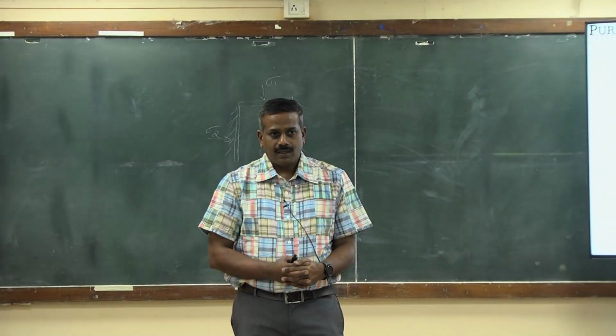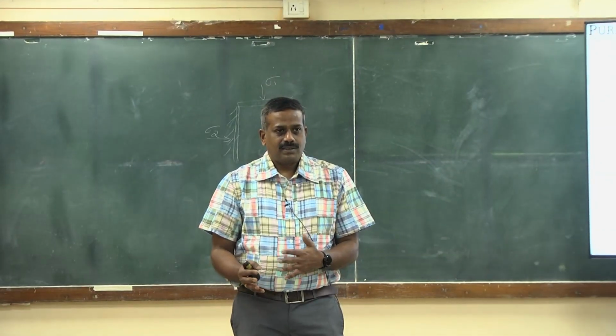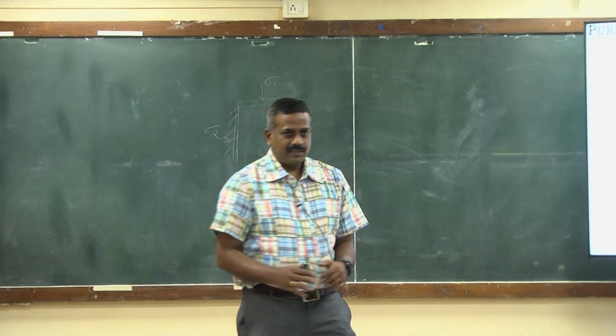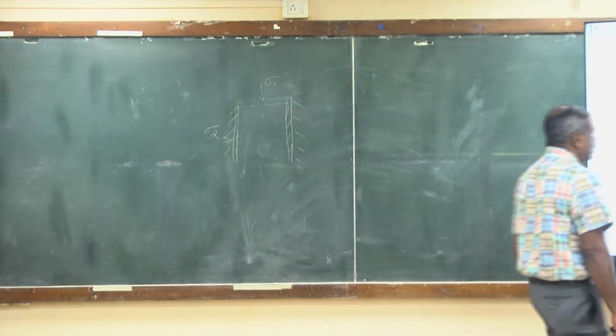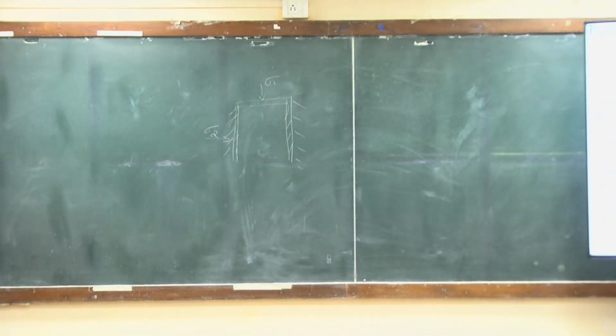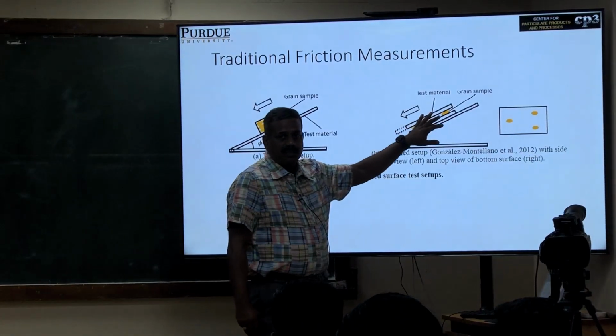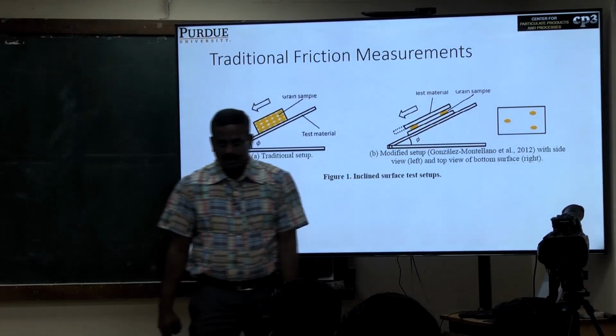So that's both static and dynamic. The initial angle at which it slightly moves will be the static friction coefficient, and the angle at which it keeps on moving will be the dynamic coefficient of friction.